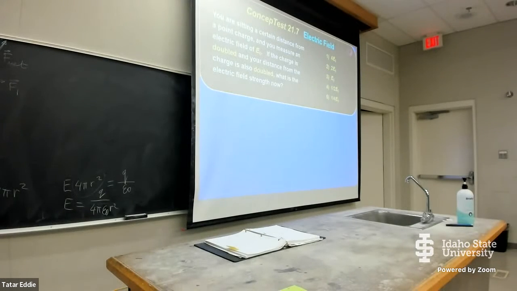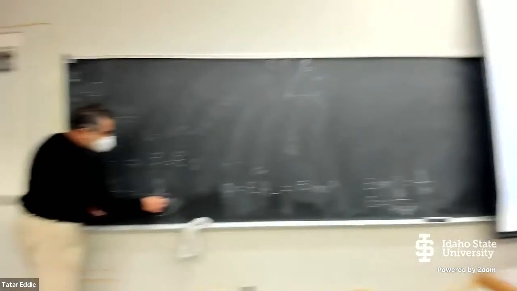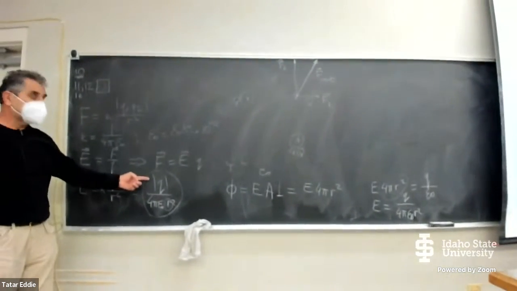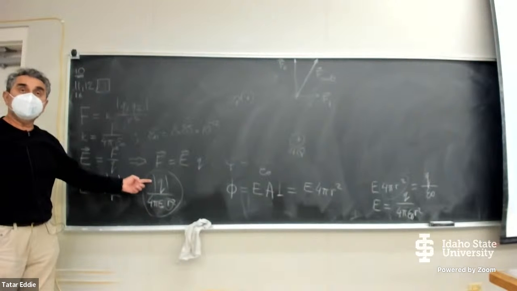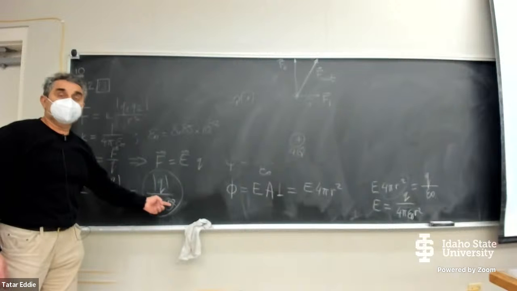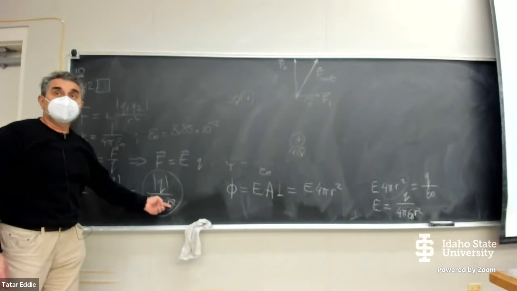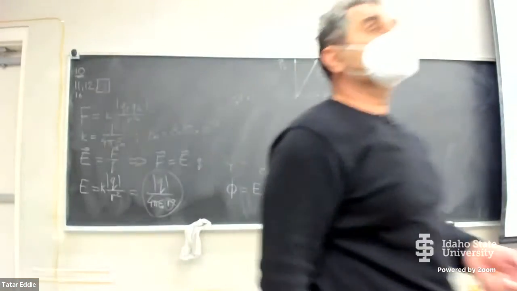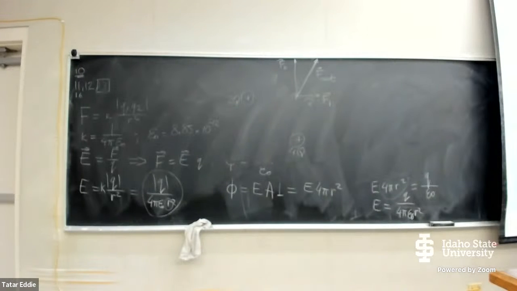So you double this and you double also this. What would be the result? You are going to have 2 in the denominator, but 2 squared, 4, in the denominator. Therefore, the electric field is going to be reduced by a factor of 2. Very good.